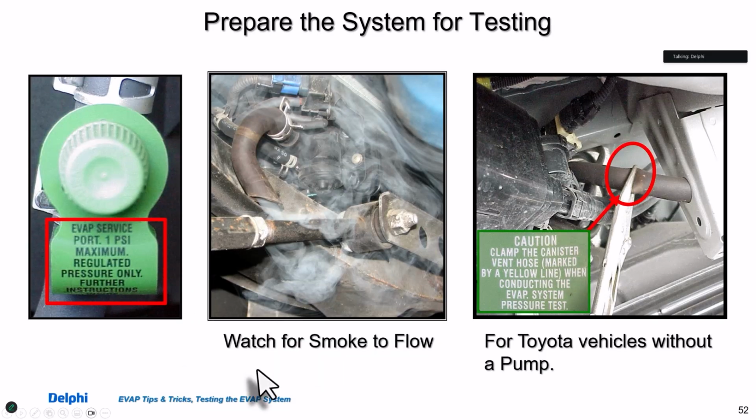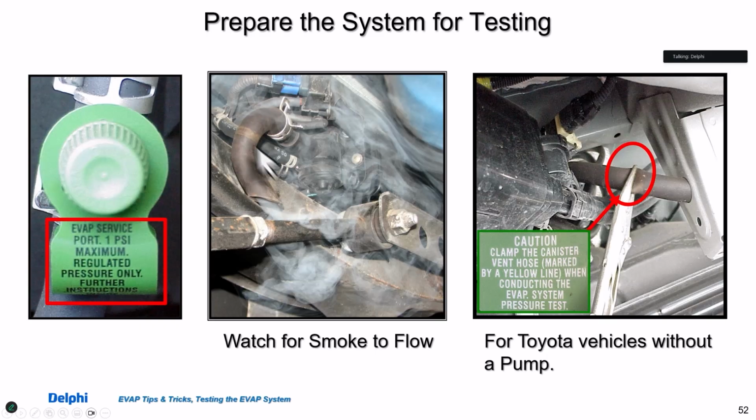Now, if you're working on Toyotas, early Toyotas through 2004, 2005, depending on the vehicle, first of all, they tell you never apply more than 1 psi to the service port. Two, blow the smoke out the system. There you are. We got flow going through the system. We got smoke coming out. The problem with Toyota is they don't have a vent solenoid that you can just shut off. They do have vent solenoids on the later model, but there's a bypass to that. And I'll show you what that is.